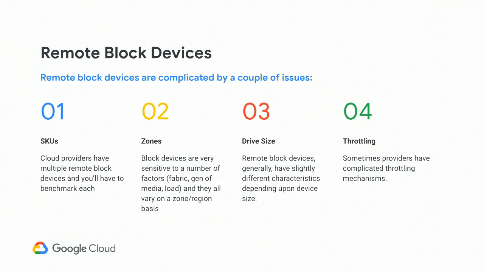Load. The media almost always, or quite commonly, gets slammed, especially for spinning rust, but even SSD gets slammed continually for these remote block devices. So they're all very highly subbed. And so this causes variance in many different ways. And this all varies on a zone, region, even time basis. So benchmarking this is moderately hard.